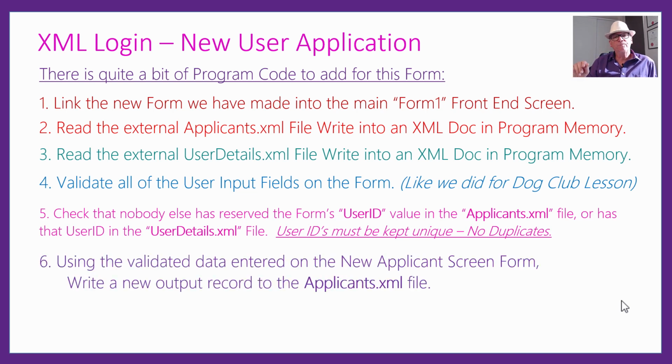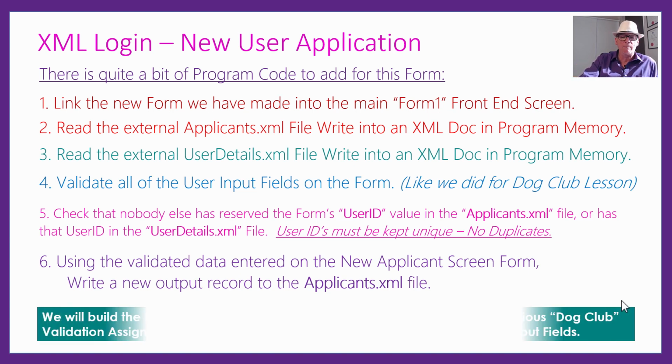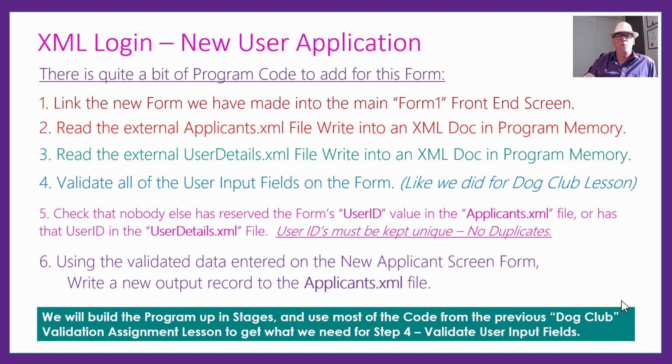So once we've got all of our data validated, we've made sure we've got a unique user ID, then we'll be able to have the submit button do the final thing, which will be adding a new record onto the end of the applicant's XML file. So we're not going to do all 6 steps all at once. We'll build this up in stages and test it as we go. Remember, incremental development and testing is the way to go with these projects.